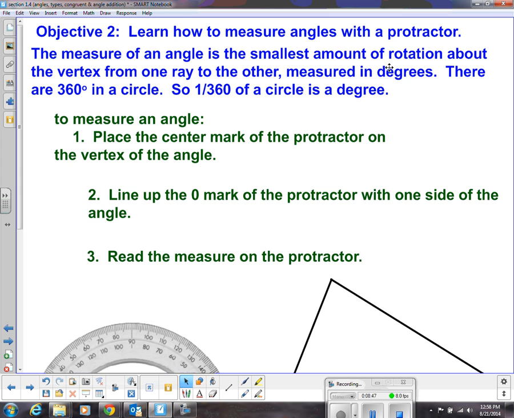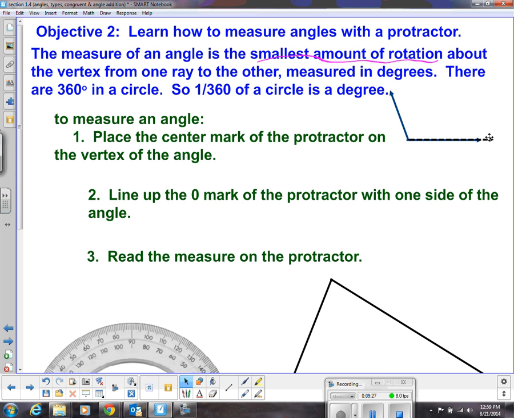Now, next section, we're going to find another way to do our angles. There are 360 degrees in a circle, so a degree is going to be 1/360th of a circle. That's really small. All right, so let's talk about this definition a little bit. Here's my angle. It said the smallest amount of rotation. And maybe I can get a rotator. Let me try to get one that I'll rotate. Here, I'll rotate this. I'll rotate my dotted line.